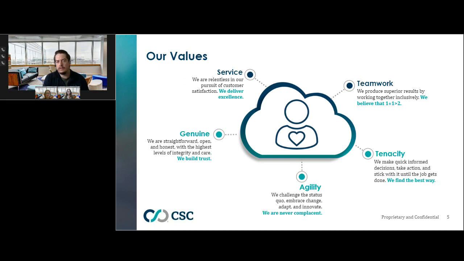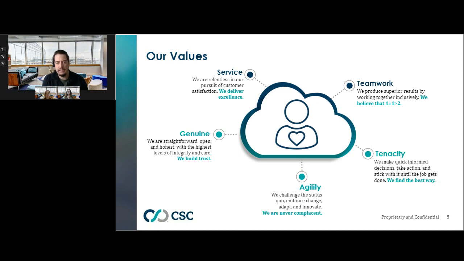The next one we talked about was teamwork. I think you'll find that we really do try to work together and come up with creative ways to solve problems. I feel like we produce very superior results by working together. You'll hear this often around the CSC world: we really believe that 1 + 1 is greater than 2. So coming together and figuring out how we can deliver excellence.